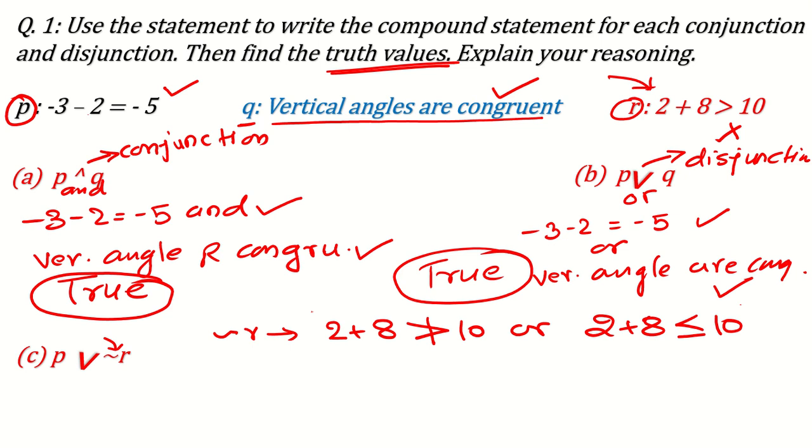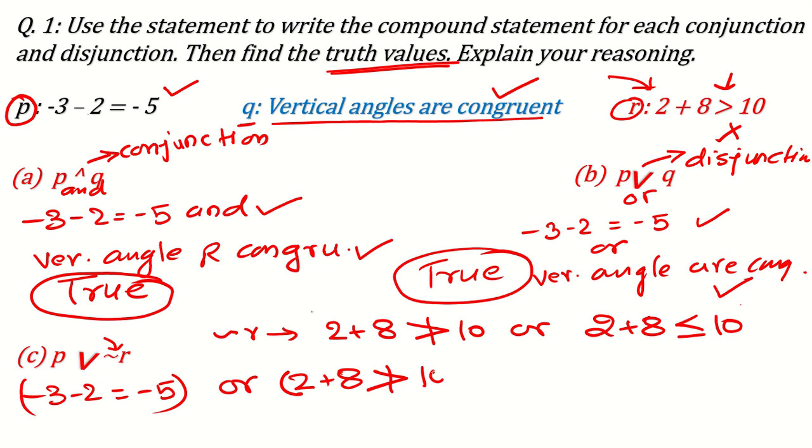So here they say greater only. So its negation will be less than or equal, or not greater, okay? So P is the statement, minus 3 minus 2 is equal to minus 5. This is one statement. Or another statement is 2 plus 8 is not greater than 10.